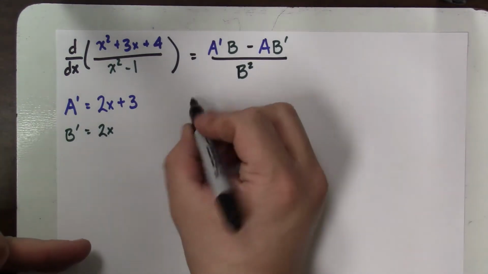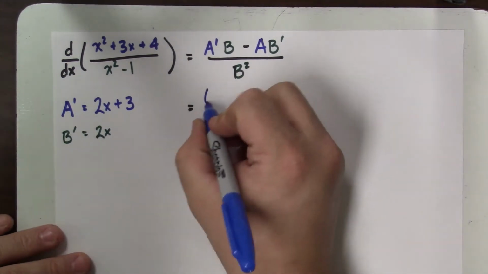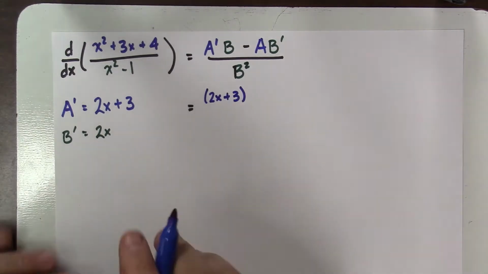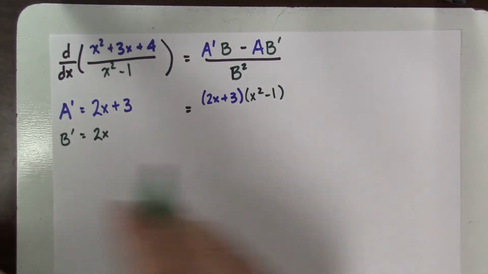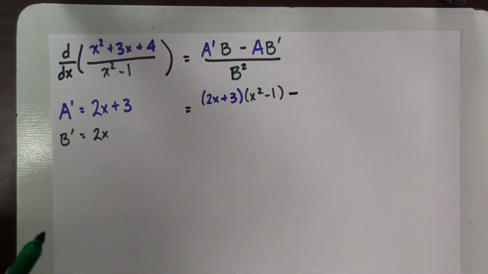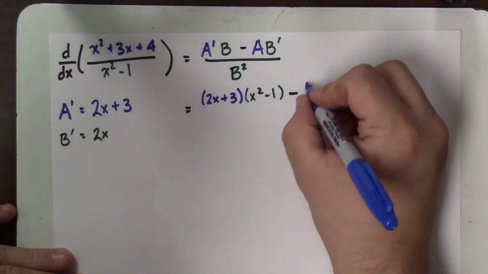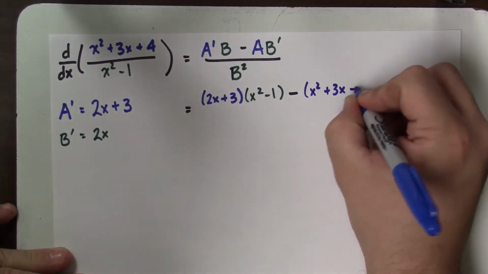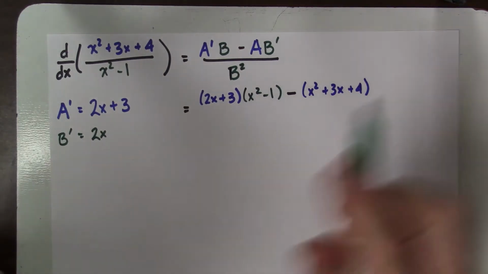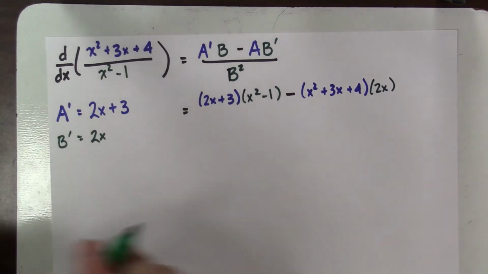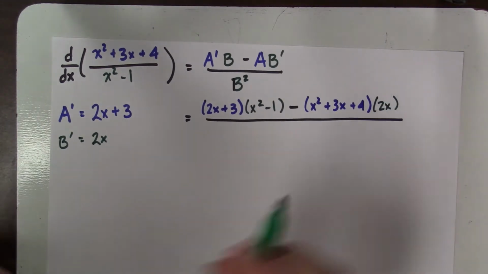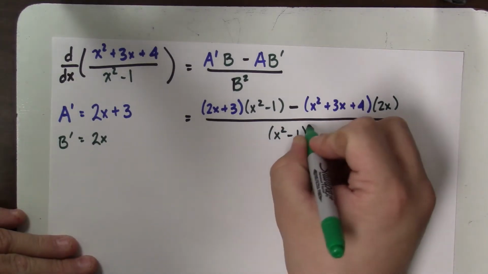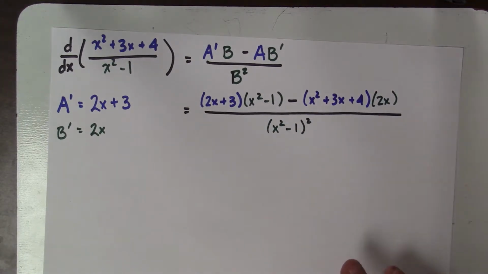I'm just substituting from here. So this all equals 2x plus 3 times x squared minus 1, minus x squared plus 3x plus 4 times 2x, all over x squared minus 1 squared. Now I'm going to try and simplify and see if anything cancels. I'm not going to go too crazy on this simplification.